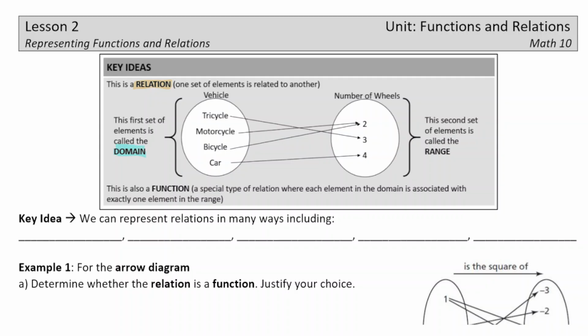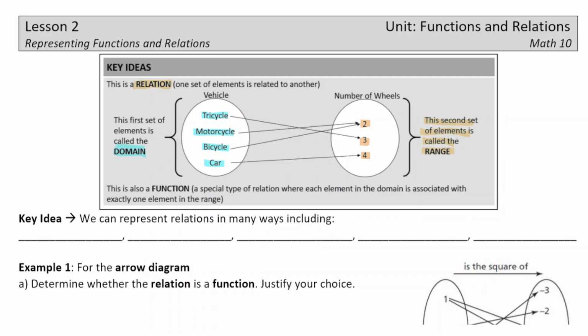So here we have vehicles being related to the number of wheels they each have. So the vehicles, tricycle, motorcycle, bicycle, and car, are all elements in the domain. And the number of wheels, these are the outputs, and they are all elements in what we call the range. Okay, this is also a function.